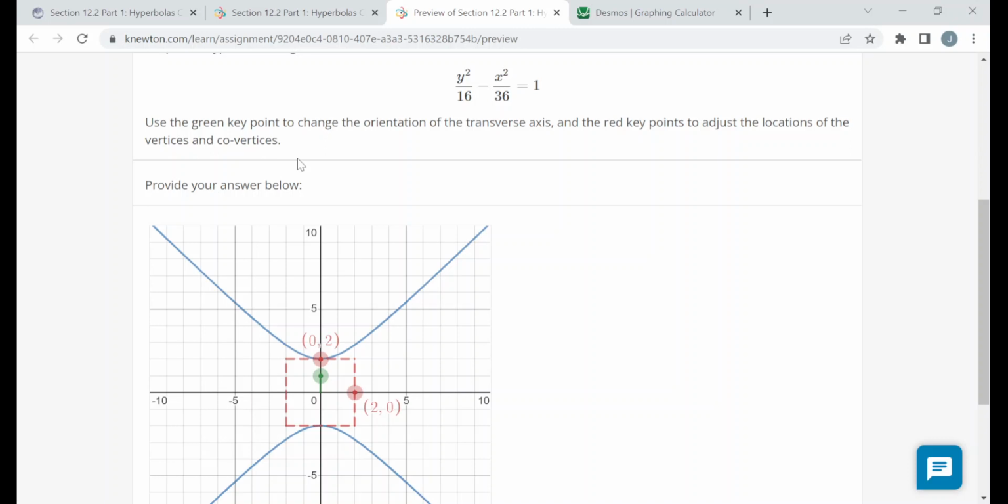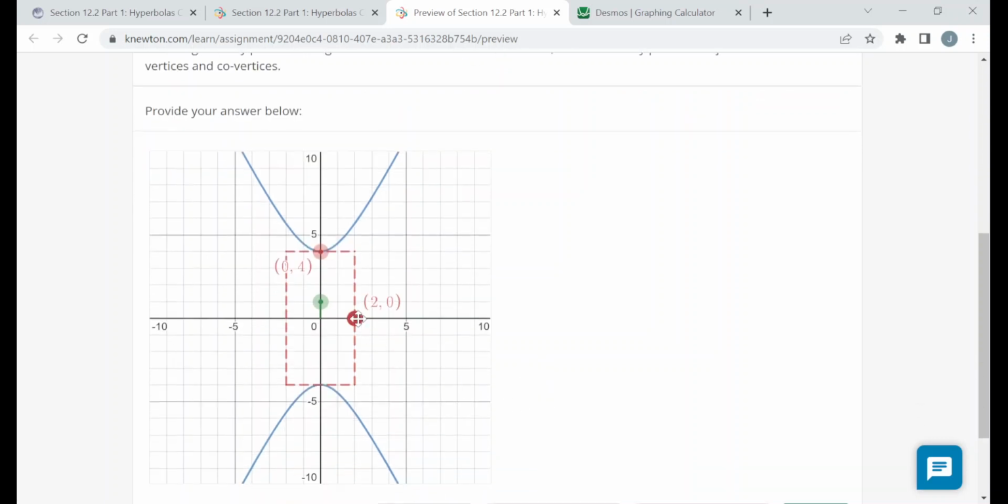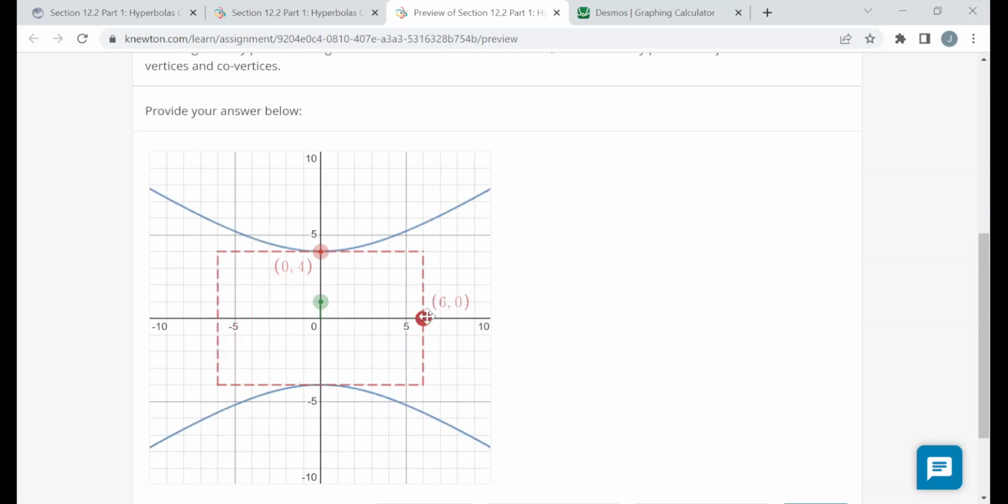The vertices, one of them is 0, 4, and that's actually a point on the hyperbola, and so is 0, negative 4. The point they're having you move, they're calling a co-vertex, but it's not actually on the hyperbola. It's just a guide. Remember I went up and down 4, that was the value of a, and from the center I went right and left 6, that was the value of b, so I moved this to 6, 0. This is the box that I drew by hand, and the asymptotes should go through the corners of the box.